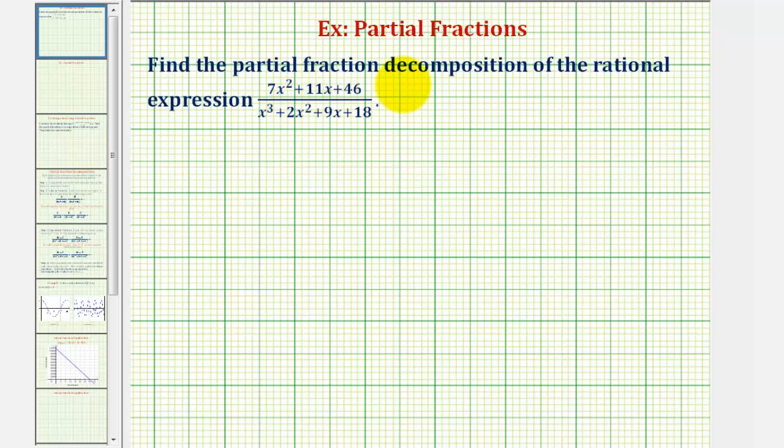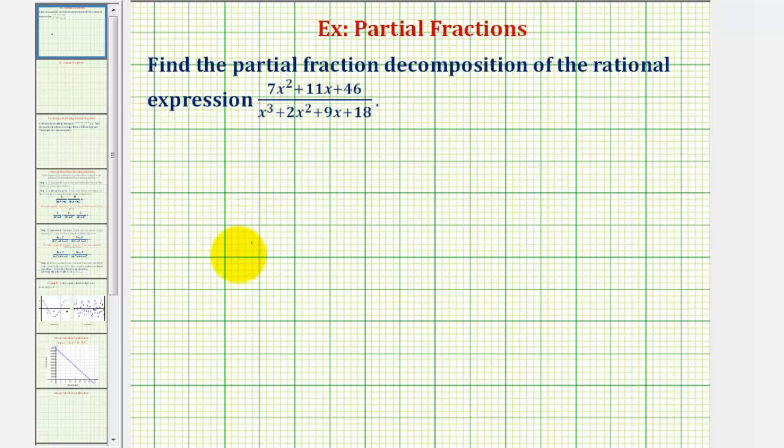We want to find the partial fraction decomposition of the given rational expression, which means we want to write the given rational expression as a sum or difference of simpler rational expressions. The first step is to make sure the denominator is in factored form, and because our denominator has 4 terms, let's try to factor by grouping.